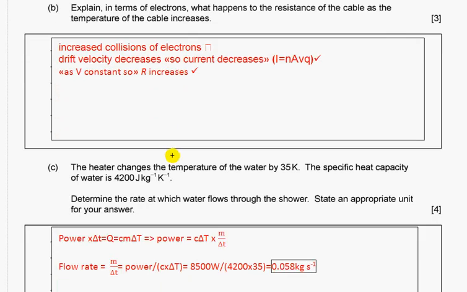Question 4 continued. Explain in terms of electrons what happens to the resistance of the cable as the temperature of the cable increases. So as temperature increases, collisions of electrons with vibrating atoms increase, drift velocity decreases and current decreases. As voltage is constant but current decreases, resistance increases.